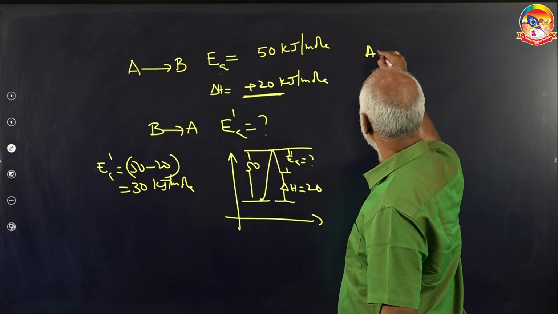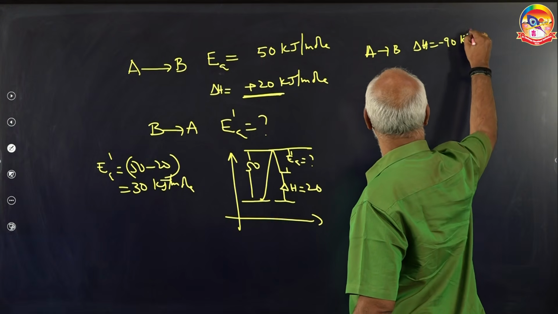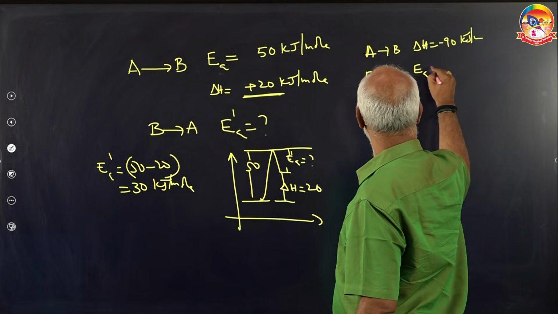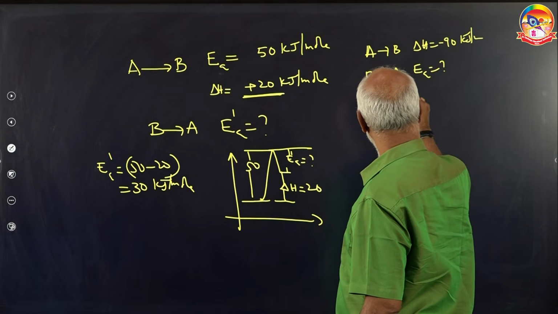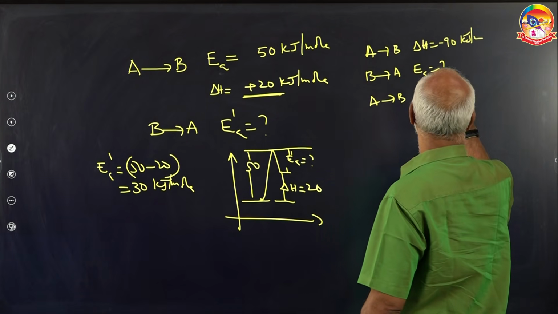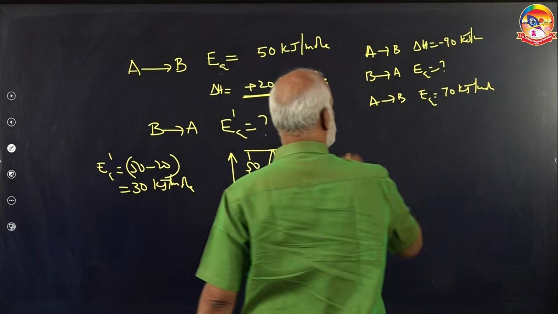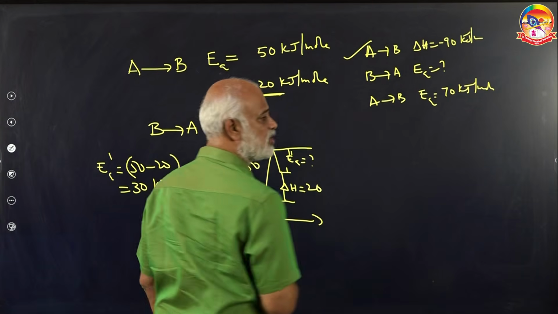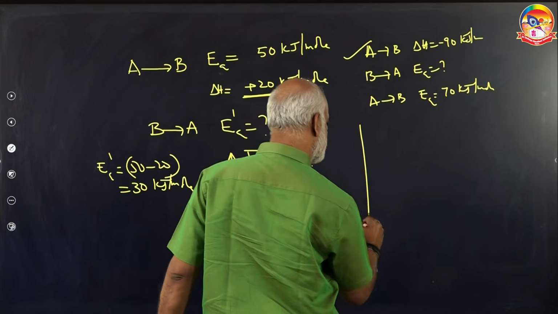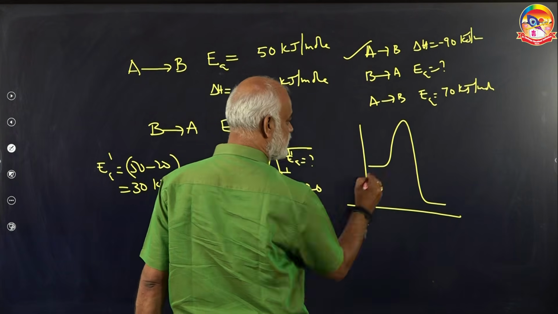Suppose they give A to B, delta H is equal to minus 90 kilojoules per mole. B to A, EA is how much? If A to B, EA is, let us say, 70 kilojoules per mole. First thing that you should understand, this is an exothermic reaction. Exothermic reaction, energy of the reactant greater than the product. So this is exothermic.